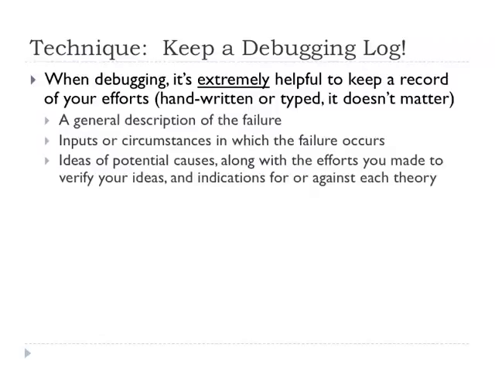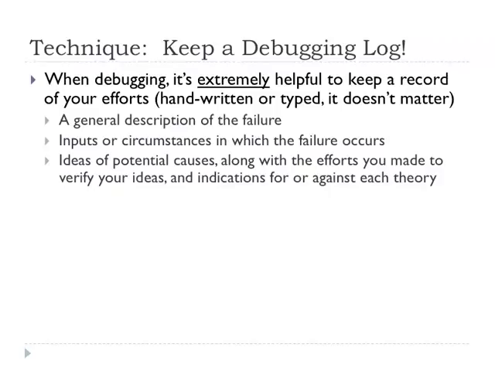Now, one thing that the first time I read this, I thought it was really corny, but then every time I've applied it, it's really shortened my debugging efforts, is actually keeping a log as you try to diagnose an issue. Like I say here, general description of the failure, inputs or circumstances in which the failure occurs. It's also helpful to keep track of inputs in which it does not occur, because that helps you remember the things that made it not happen. Also, ideas of potential causes, along with the efforts you made to verify your ideas.